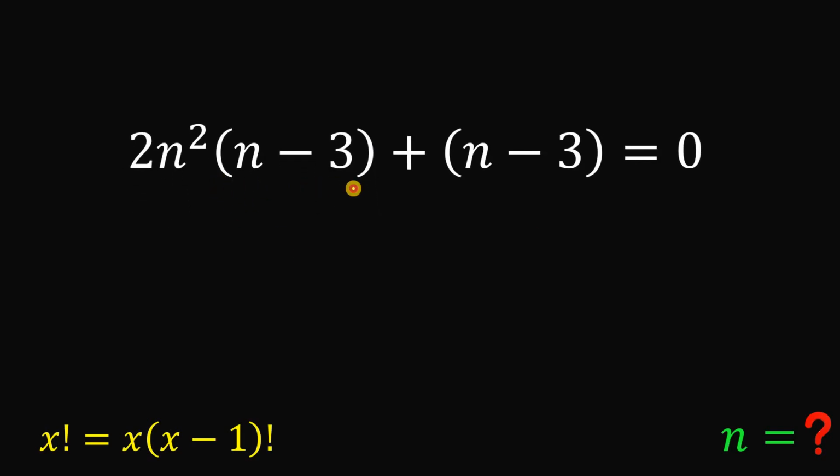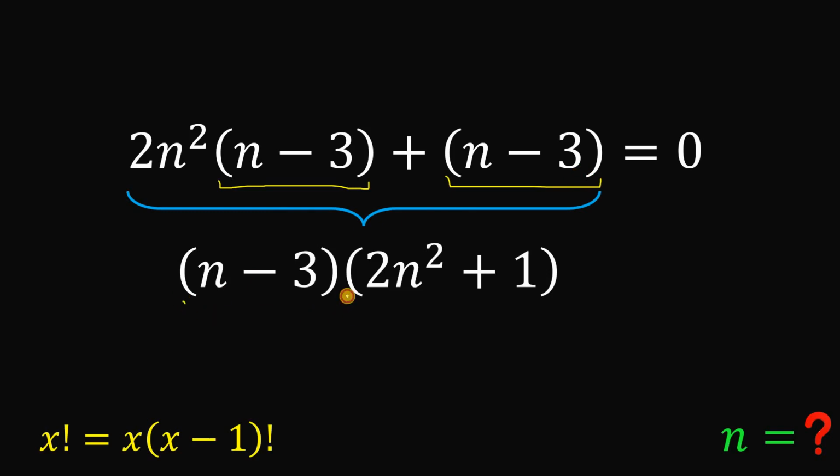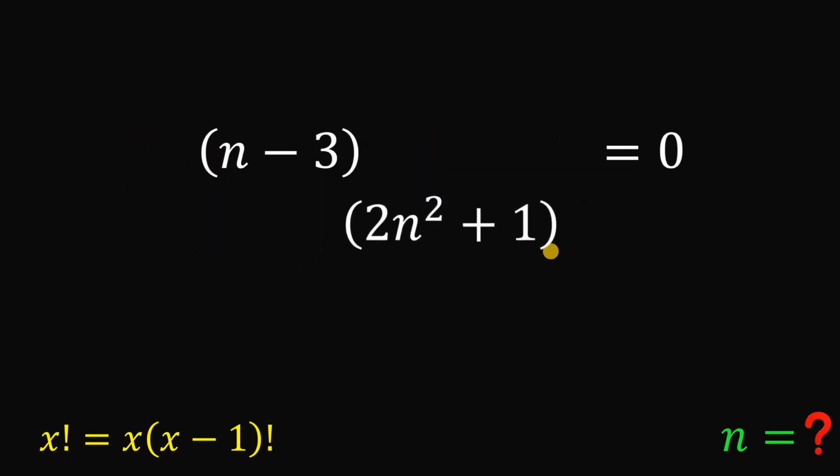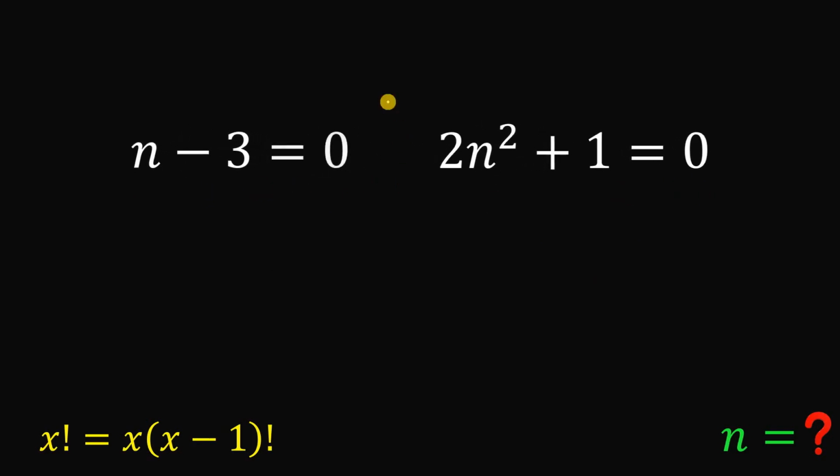And now we have a common factor of n minus 3. So we can factor out n minus 3 in this term. And if we do that, we get n minus 3, the common factor, multiplied by 2n squared plus an imaginary 1. So let's have plus 1 right over here. So let's have the factored form. And since it is equal to 0, we can use the zero property. So we can say that n minus 3 equals 0, or 2n squared plus 1 equals 0.